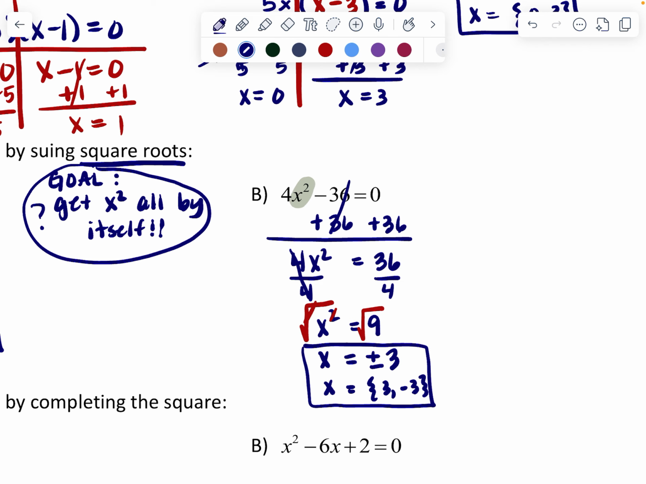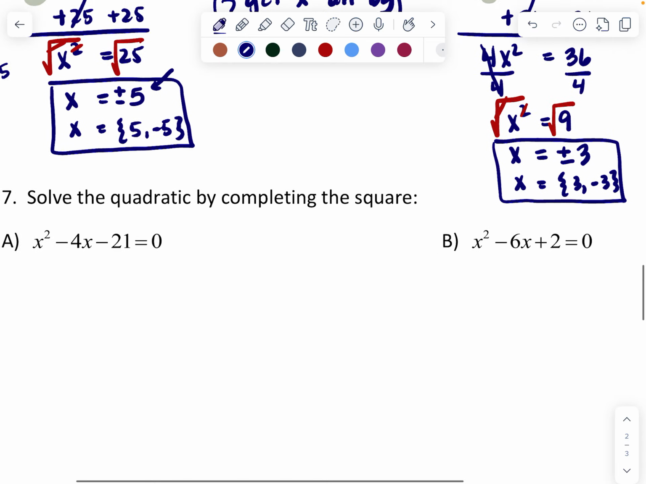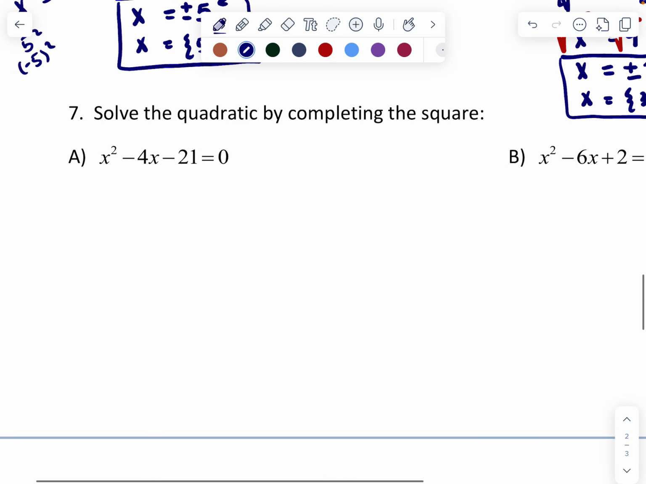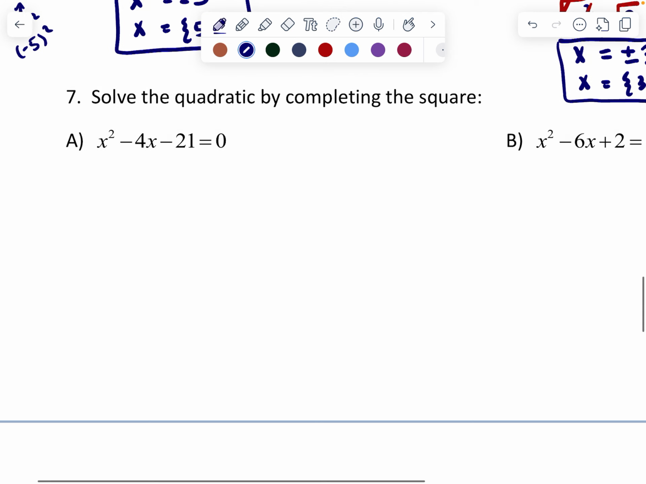All right, solve by completing the square, the not so favorite one. All right, you guys, there are steps to this. So step number 1 to completing the square. I'm going to kind of write the steps out here, and then we'll do it as we go. So step number 1 is you're going to move the constant to the right.